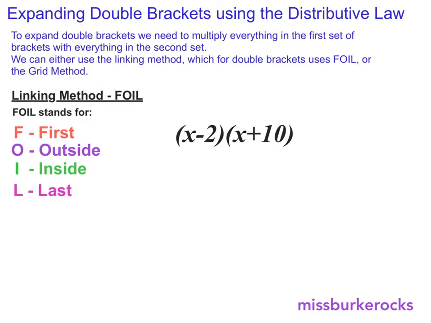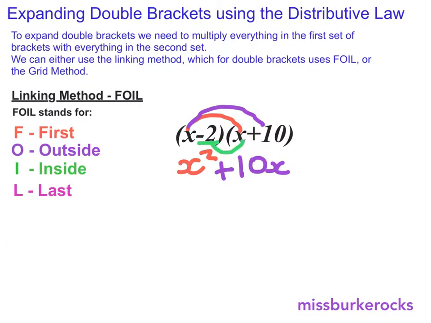Now I'm going to demonstrate one with a negative. The process is exactly the same. So I do the first, x times x is x squared. Then I do the outside, which is x times positive 10, so plus 10x. Then I have to do the inside, which is negative 2 times x, which gives me negative 2x. And then I have to do the last, which is negative 2 times positive 10, which gives me negative 20.